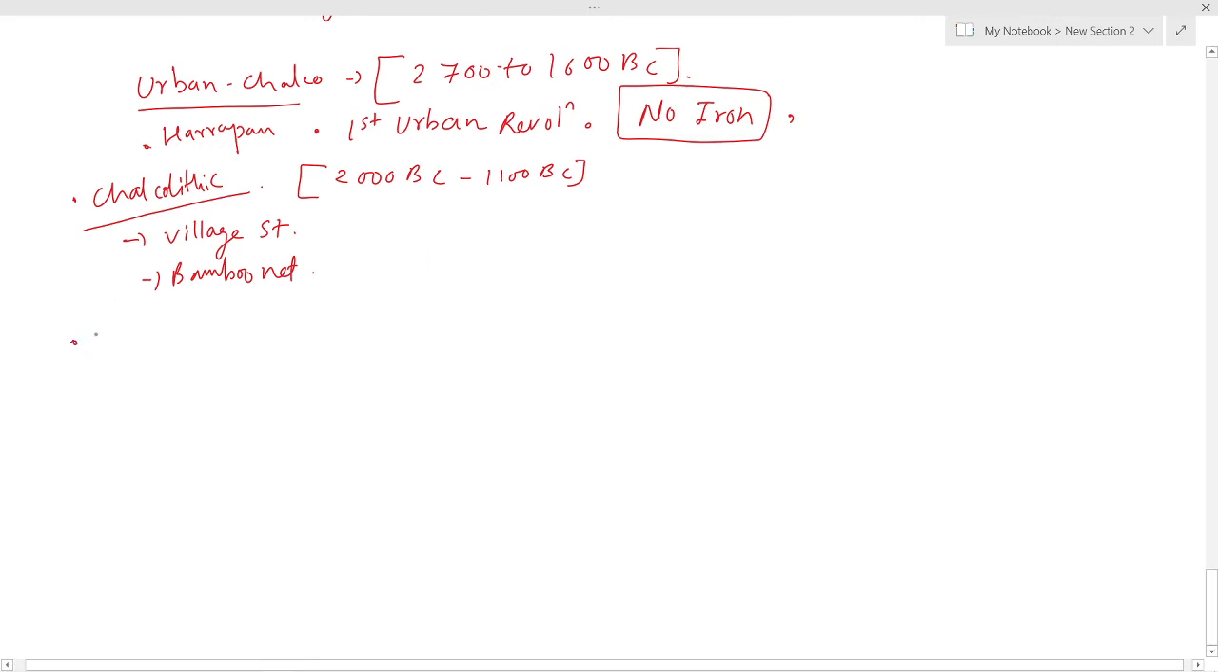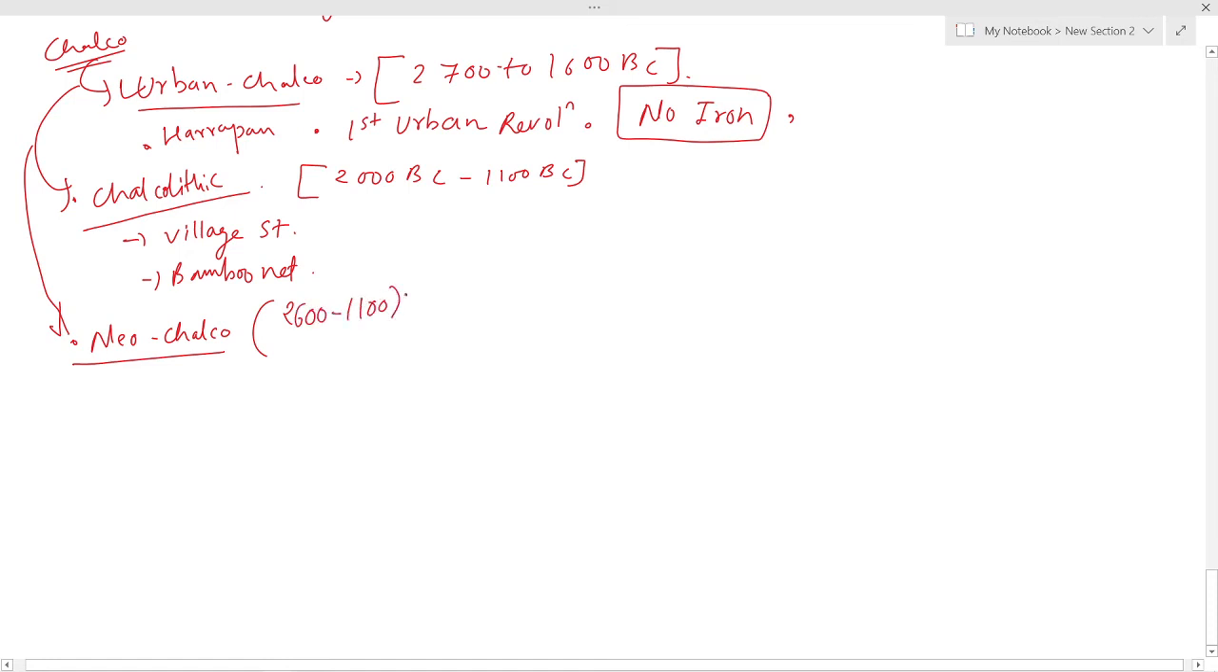Now we will talk about the Neo-Chalcolithic. First Chalcolithic, which comes into urban Chalcolithic, Chalcolithic, and now Neo-Chalcolithic. The time frame is around 2600 BC to 1100 BC.